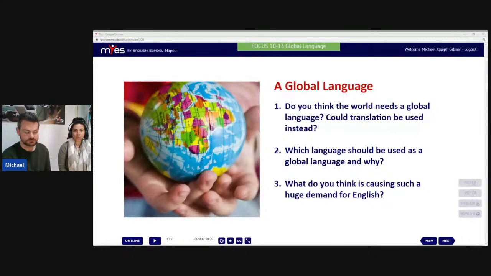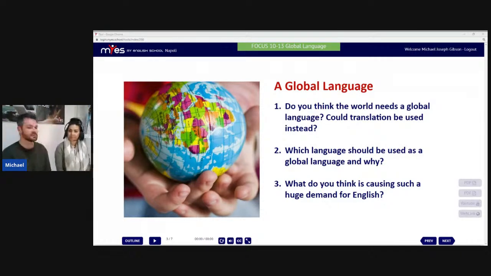Do you think the world needs a global language? Well, I don't know. I personally, my opinion, I think it would take a lot of spice out of life. I think if we all spoke the same language, the different ways we have to share our thoughts and opinions on things would be taken away from us if we all spoke a single language. What do you think about that, Michael?